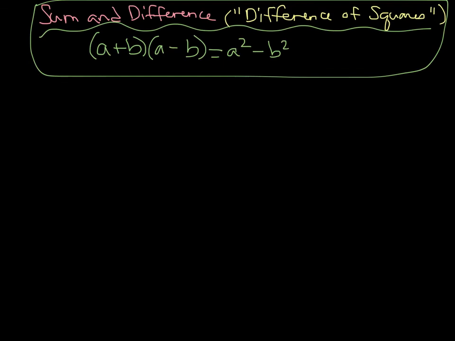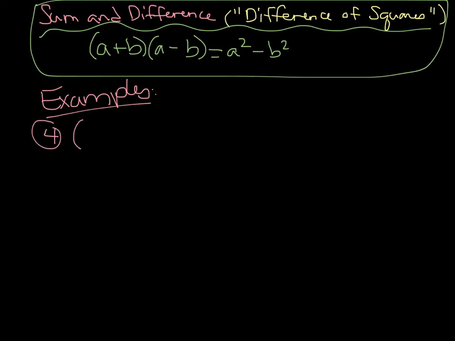So our next pattern has to do with when you have a sum and a difference of the same two things. And your answer ends up being what we call a difference of squares, because you have one thing squared minus another thing squared. So let's go again with another example, and I'll show you how you can do it.